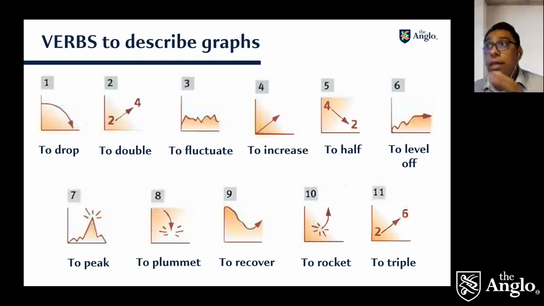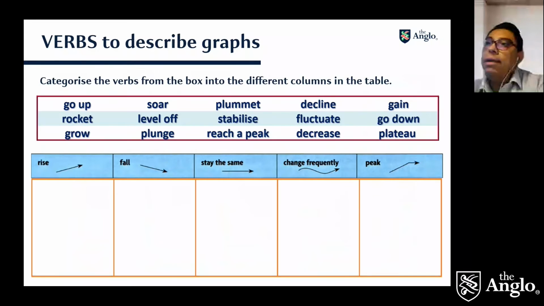So now I'm going to move on. These are the verbs that we use typically, right? But let me give you some extra alternatives to these verbs. In this case, I have some of the verbs that we checked in the previous slide and some others that were not there. For example, here we have plunge, here we have decline, here we have gain. So what I want you to do right now is to categorize the verbs that you have in the box into the different categories that we have in the table below.